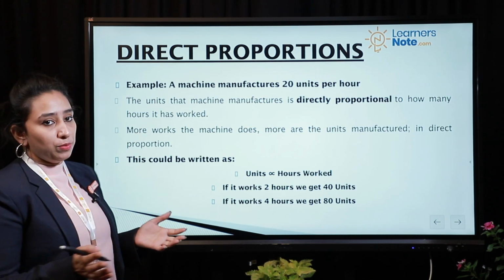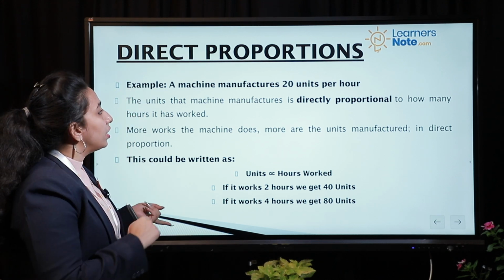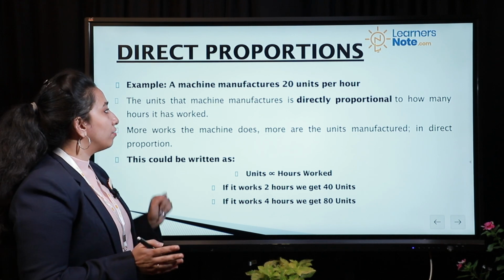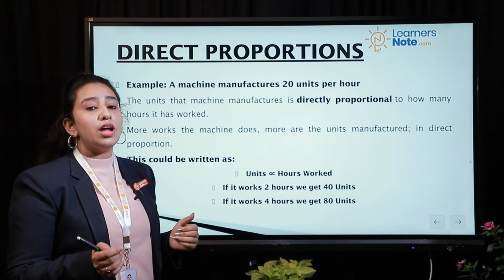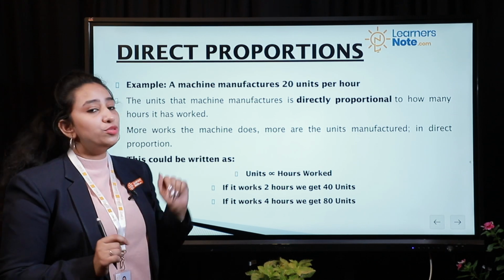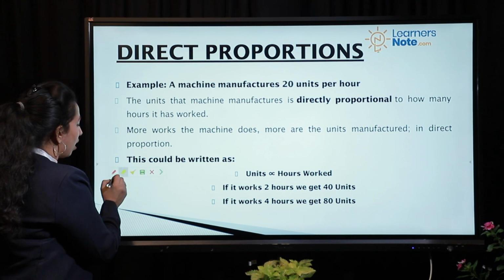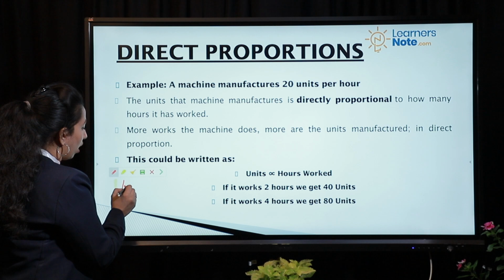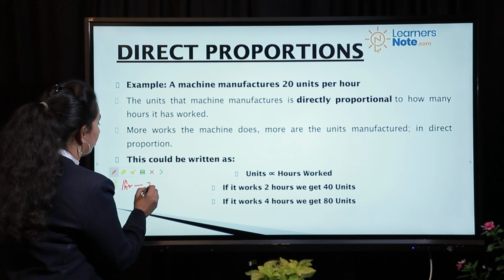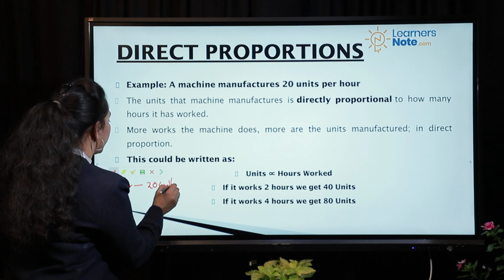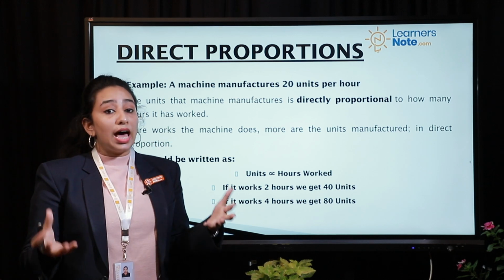Next we have an example for direct proportion. I gave you another example, that was of giraffes. Now this is another example for it. So we have a machine manufacturing unit, and just imagine that it manufactures 20 units per hour. So that means in 1 hour, it produced how many units? That's nothing but 20 units, fine. So we have 20 units in 1 hour, okay. So this is an example for direct proportion.